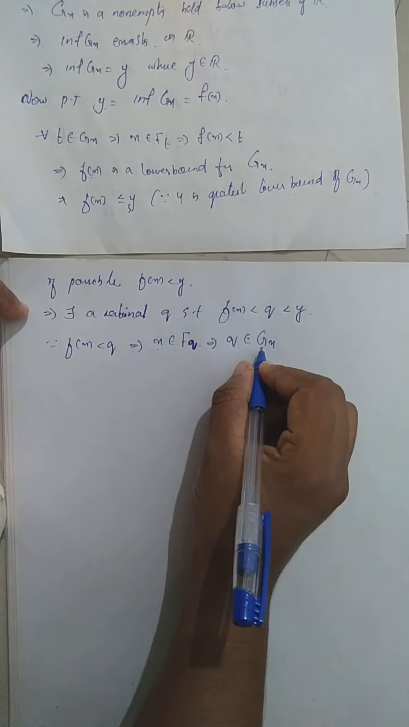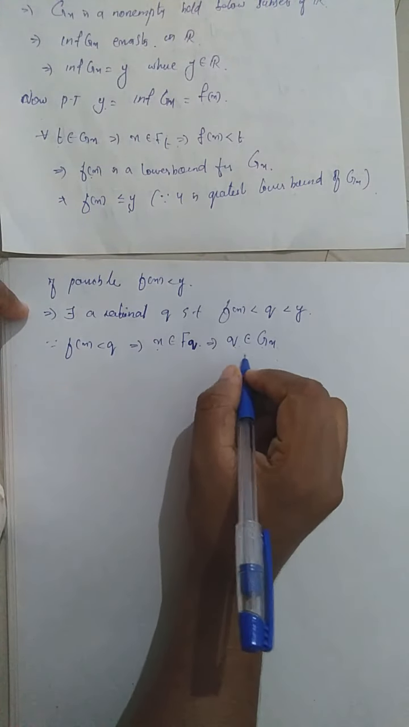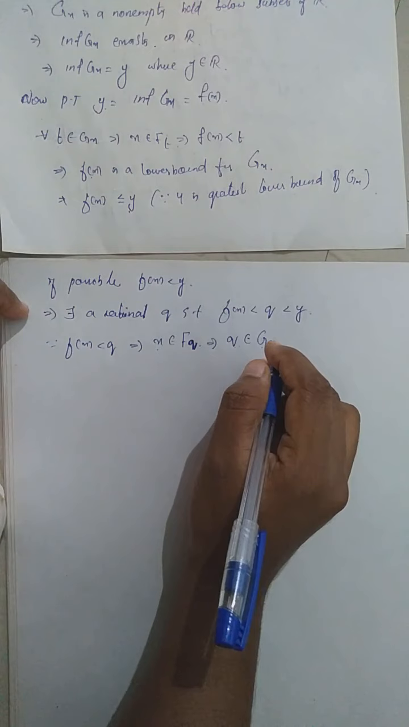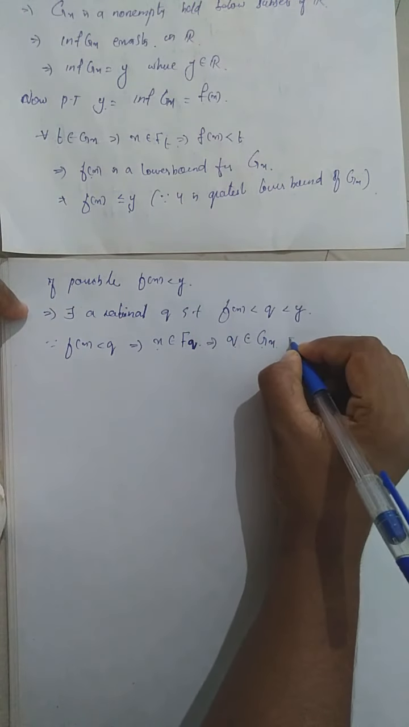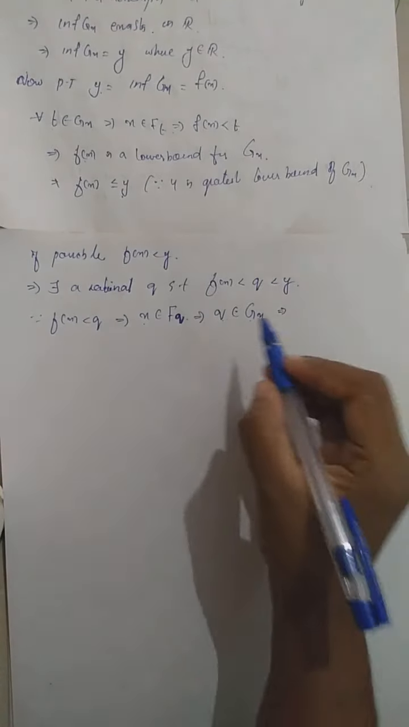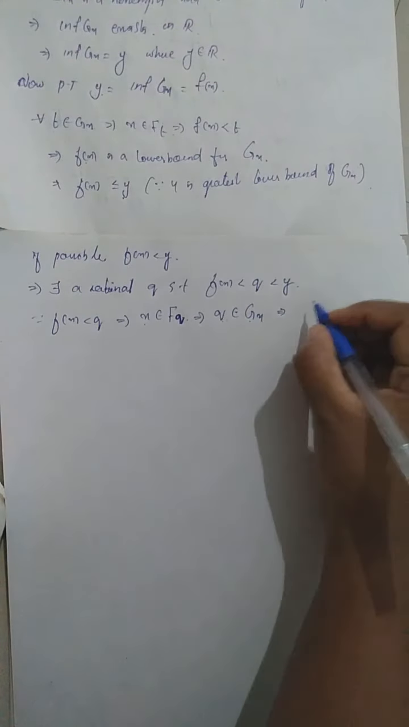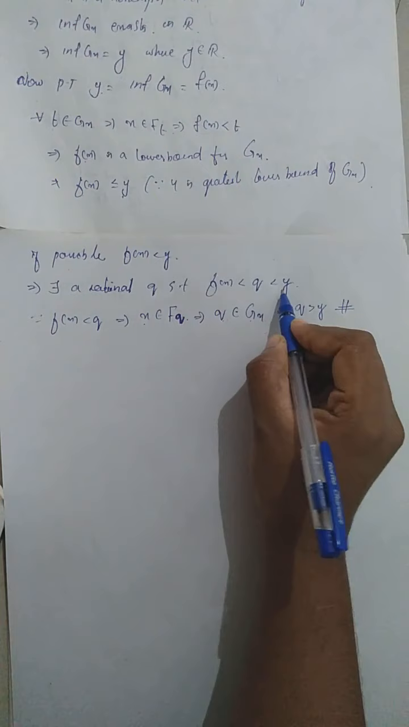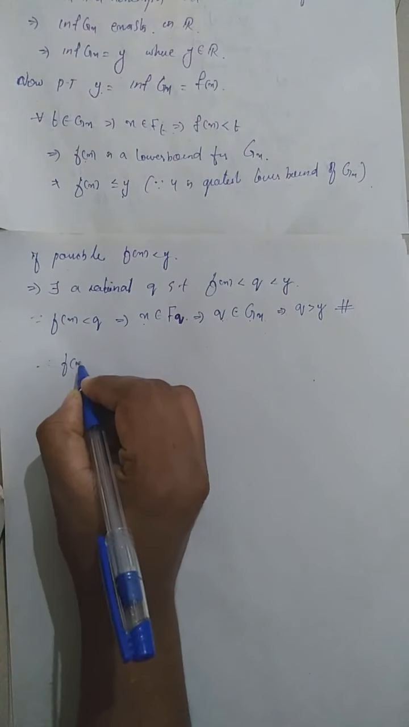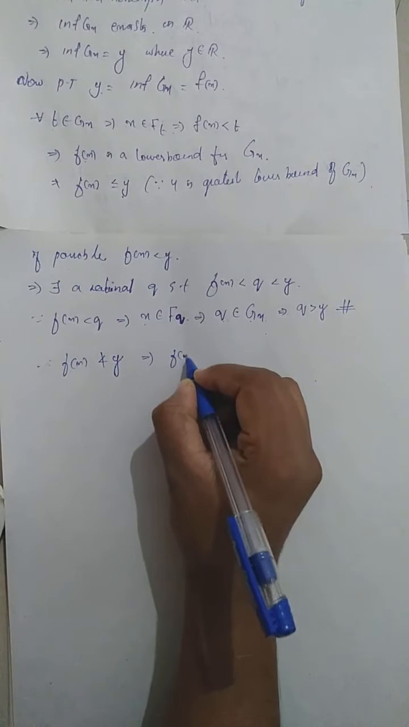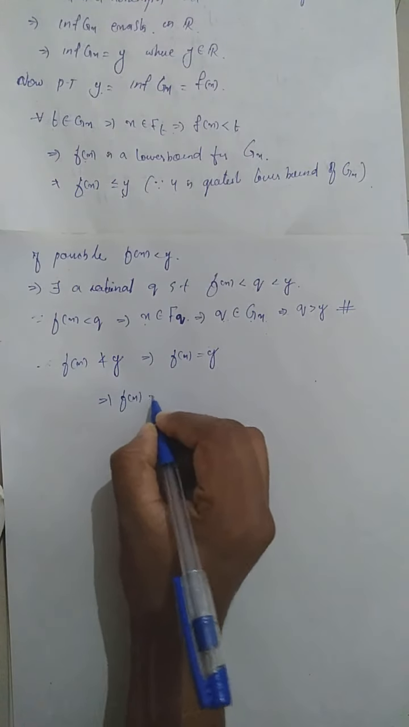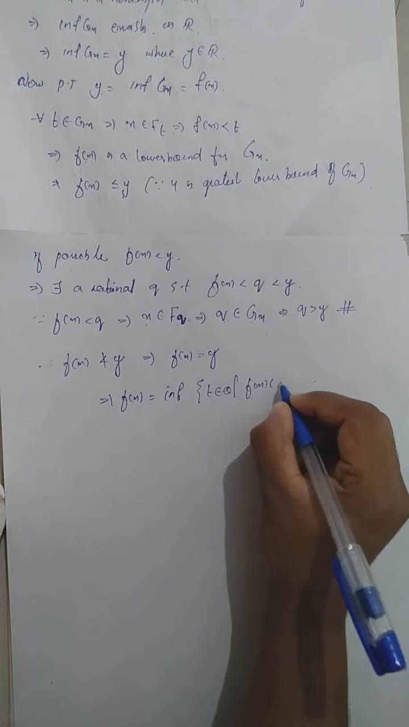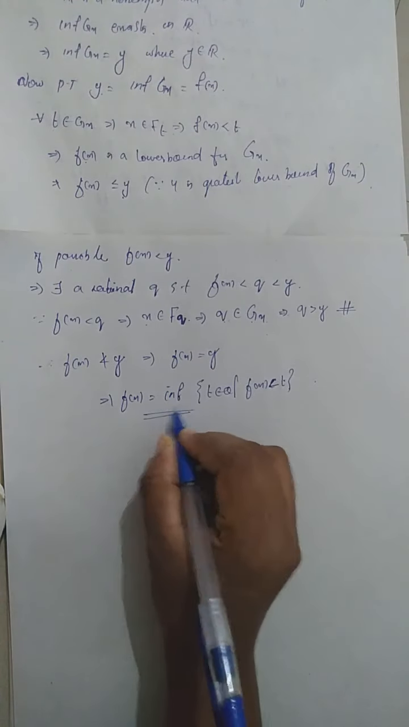When q belongs to gx, q will be an arbitrary element of gx. And what is y? y is the infimum of gx. So since it is an infimum, it is the greatest lower bound, right? Which implies, since q is an arbitrary element and y is the infimum of gx, q must be greater than or equal to y. But that is not possible, because by our choice q is less than y, right? Therefore fx cannot be less than y, which implies f of x must be equal to y. That is, f of x is equal to y, the infimum of gx, where gx is the set of all rational t such that f of x is less than t. So we proved that f of x equals the infimum of this set.